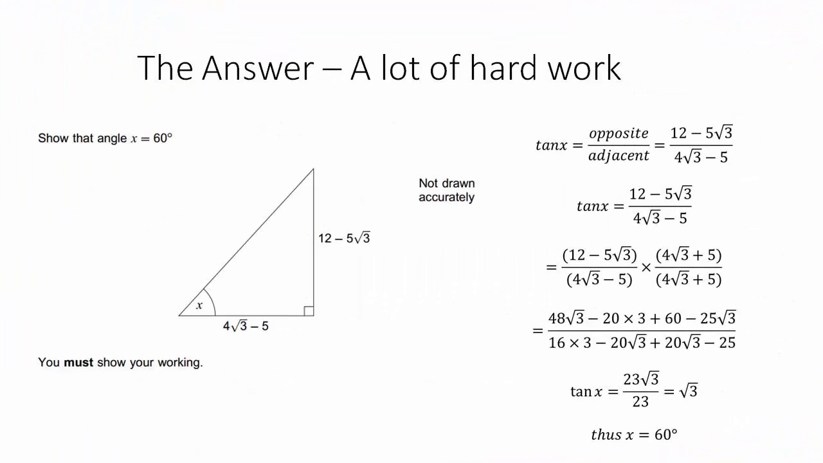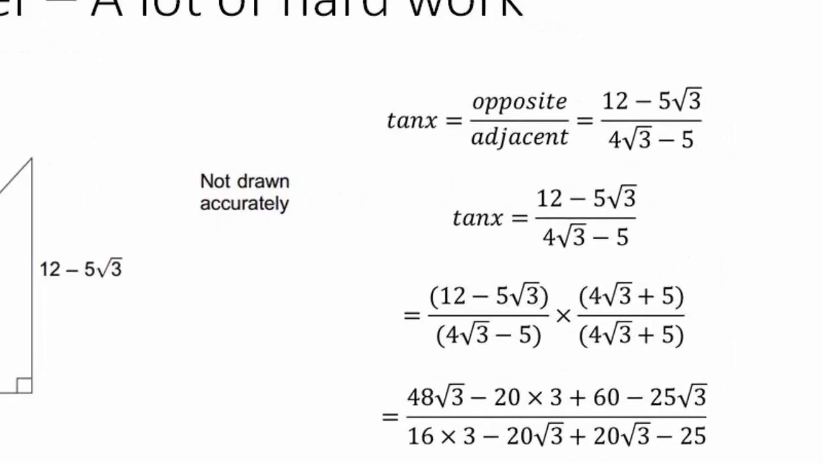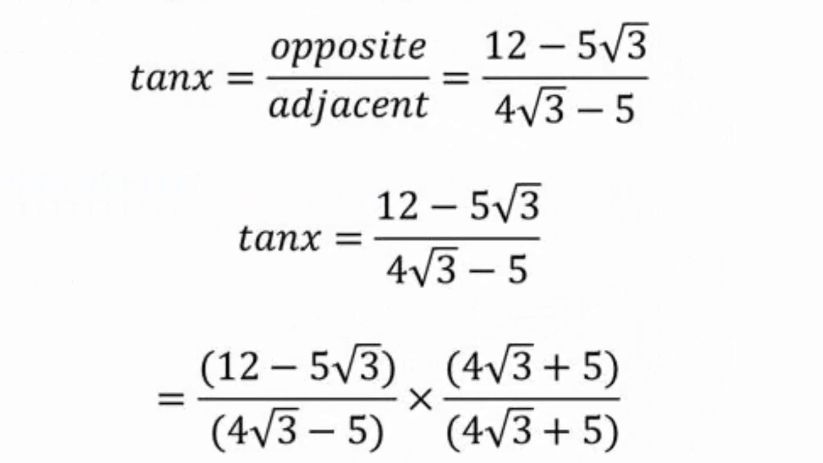and now I'm going to slowly go through the solution. Really, with the triangle, if we've got two sides and an angle which is unknown, all we can do is use SOHCAHTOA trigonometry. There's no other trick we can use, so I'd certainly be thinking along those lines first. So I can say that tan x equals opposite over adjacent, and that gives me 12 minus 5 root 3 over 4 root 3 minus 5.